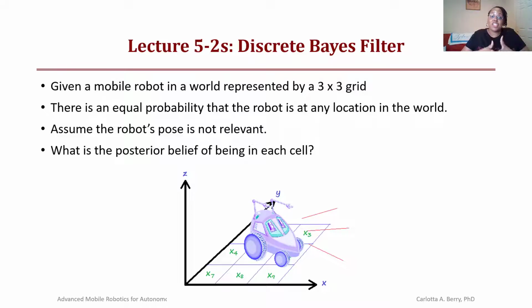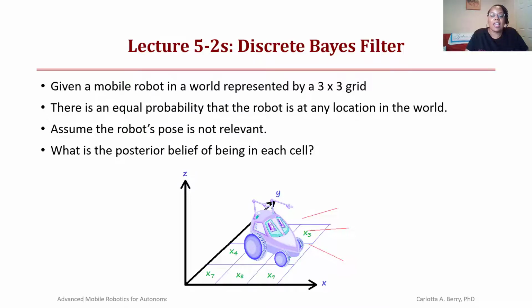For lecture 5-2, we will do an example of using a discrete Bayes filter to find the probability of a robot being in a certain state, where the state is represented by a location. Given a mobile robot represented by a 3x3 grid, where there's an equal probability of the robot being at any certain location in the world, and assume that the robot's pose is not relevant, we're only concerned with location. What is the posterior belief of being in each cell?